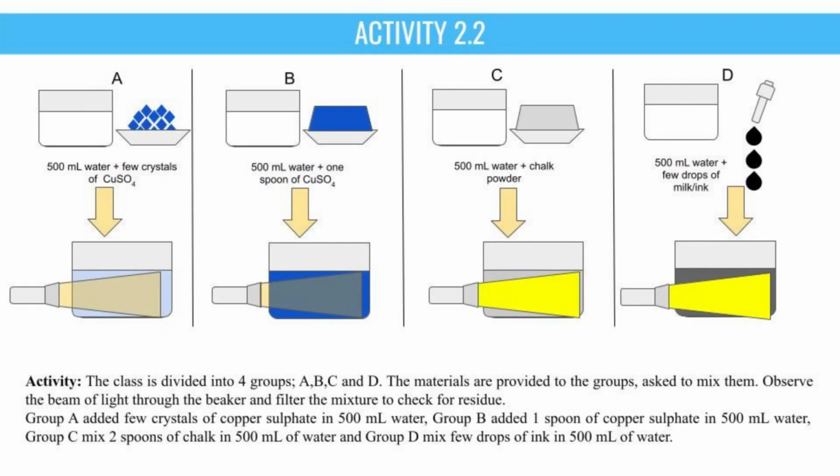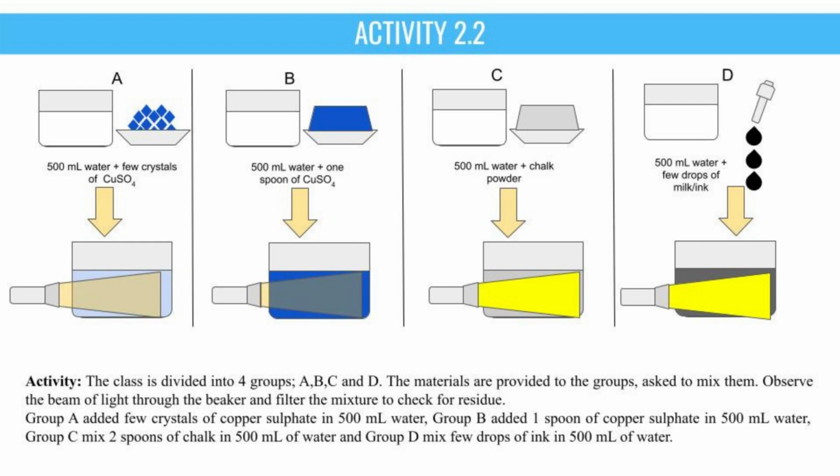In Activity 2.2, the class is divided into 4 groups: A, B, C, and D. The materials are provided to the groups, asked to mix them. Observe the beam of light through the beaker, and filter the mixture to check for residue.